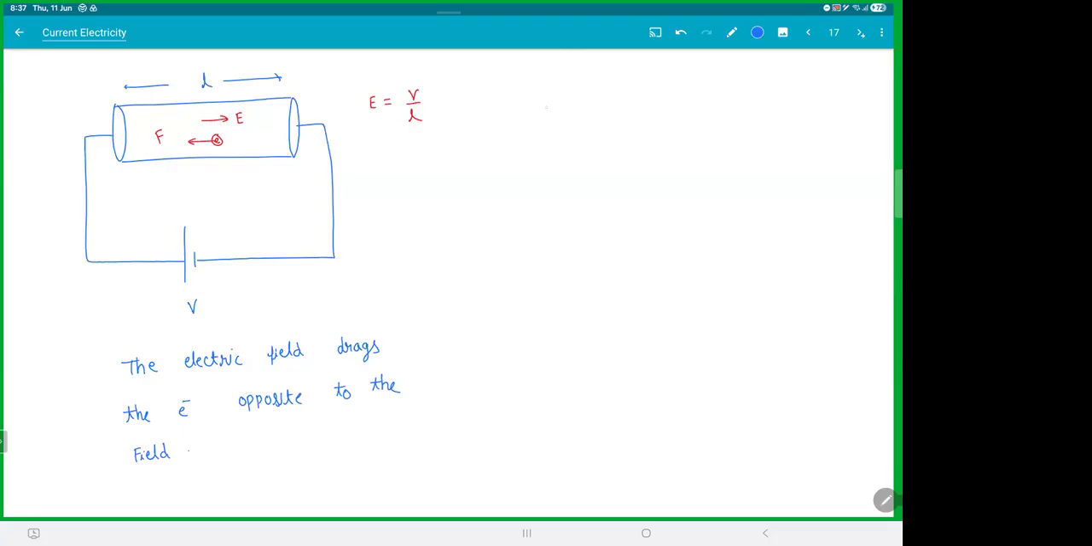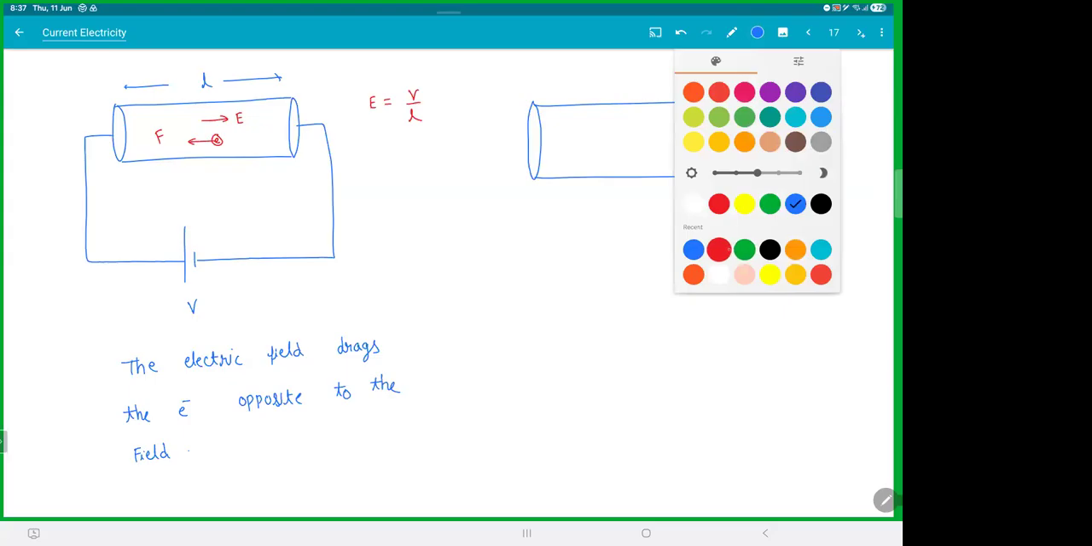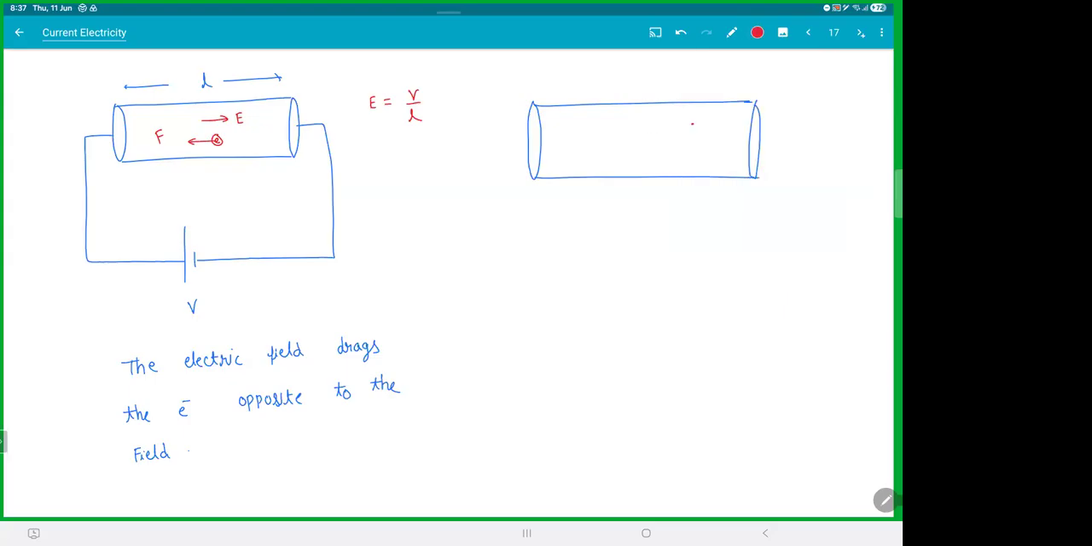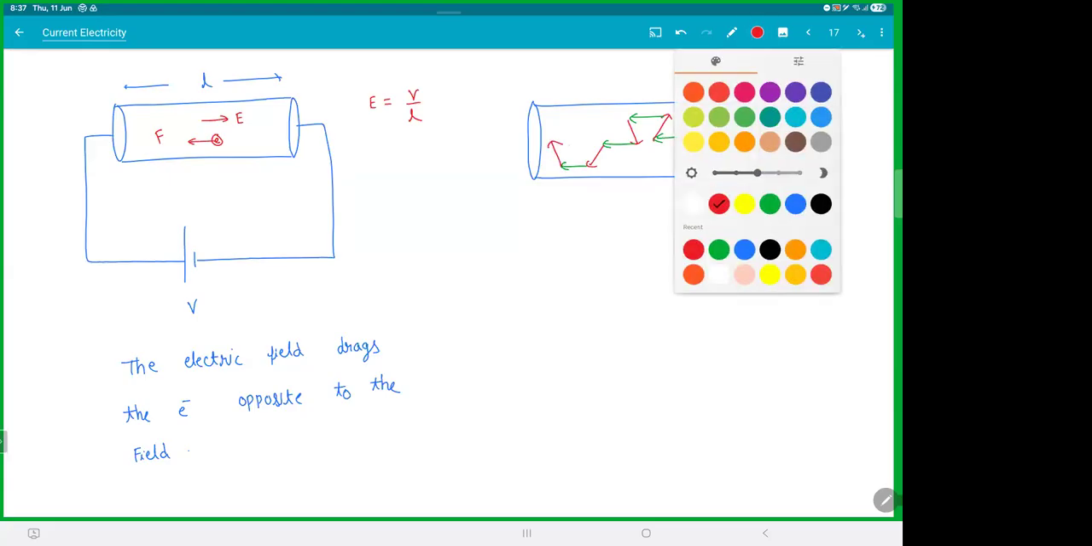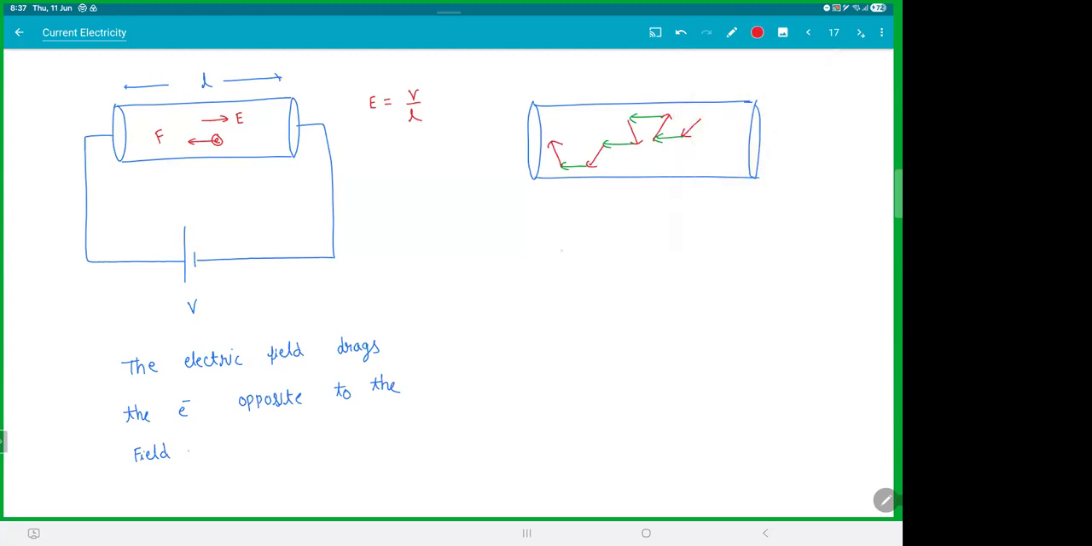Now, because of this, what will happen? If you see the net motion, you'll see the electrons are having two types of motion. One is the random motion and the other is the systematic motion. So the electron is trying to go randomly. The green is the systematic motion. So this is how it just keeps going on. So we have two types of motion here.